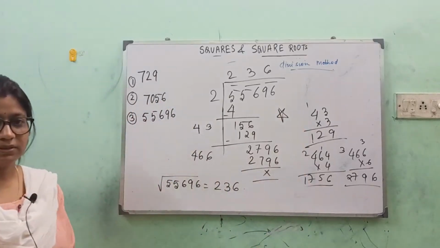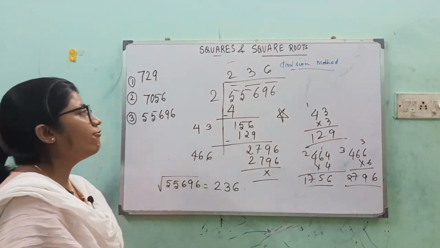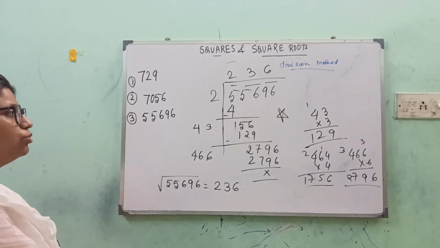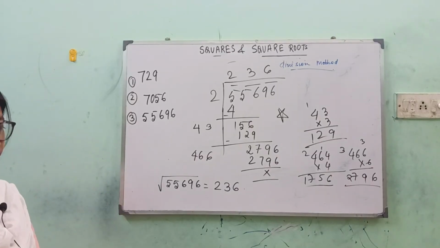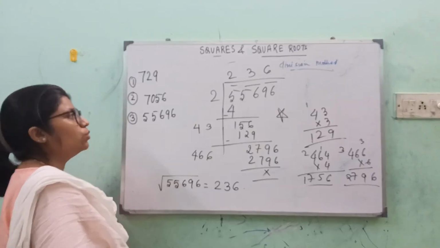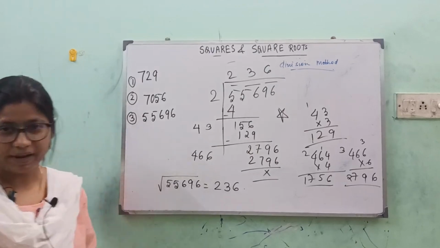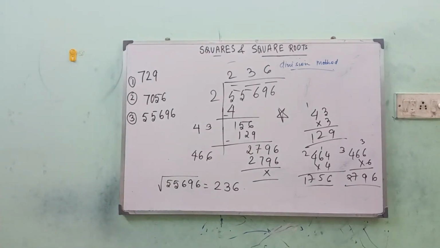Alright. So for those who got the answer before I started the solution, you can put a star for yourself and tap your shoulders. And for those who could not get it, please go through and make sure that for the further sums that you do on your own, you get the answers of each of them. Alright. So we got the square root of 55696 as 236.